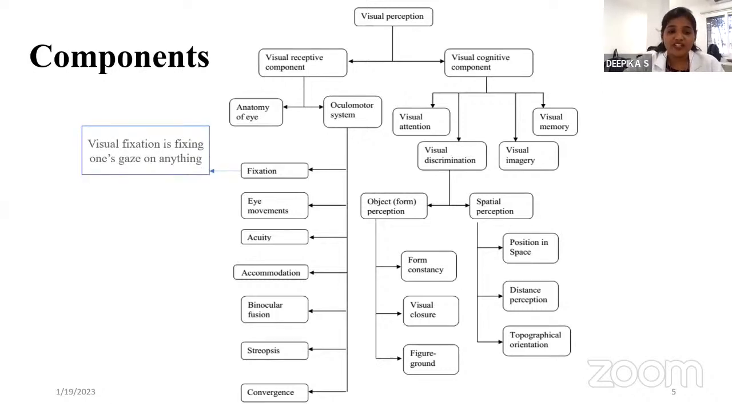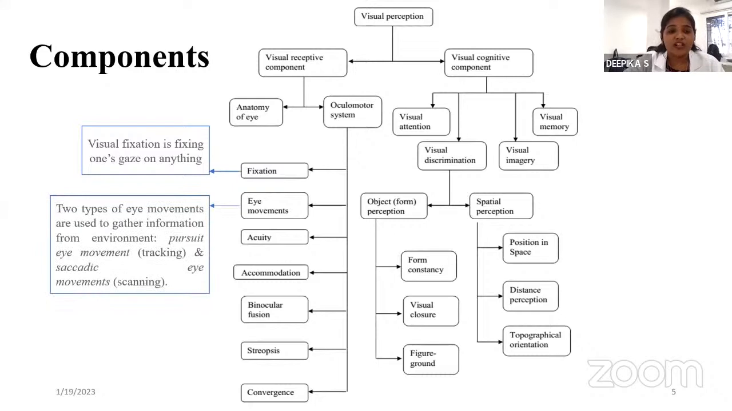So visual fixation is fixing one's gaze on anything. And then eye movements: two types of eye movements are used to gather information from the environment, pursuit eye movement and saccadic eye movements.